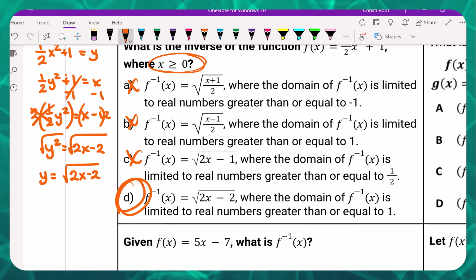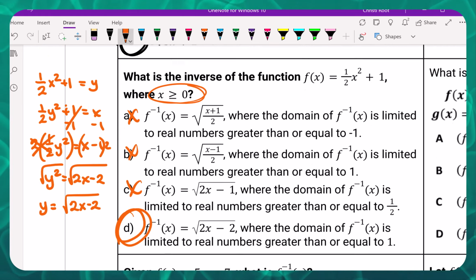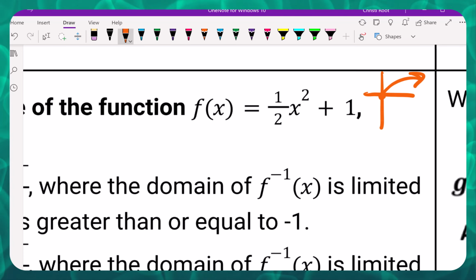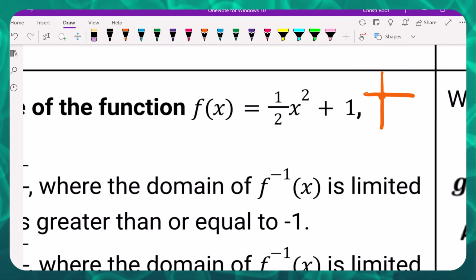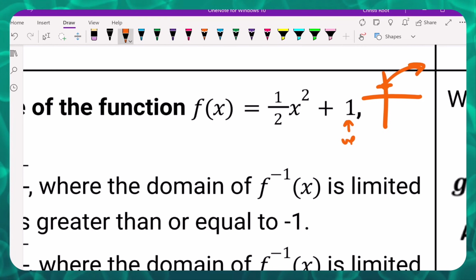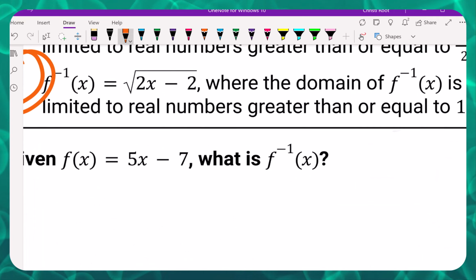why your domain in this is limited to 1: it's because when you graph this, it starts here at the origin and it goes out this direction. The range, oh, sorry. It starts at the origin, but you see this actually means up one. So if your range of this one is 1 or above, same thing here.